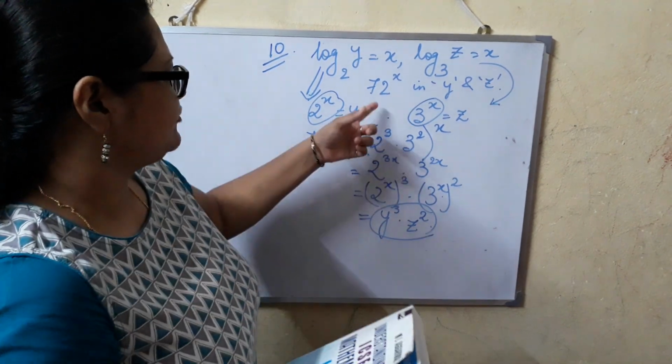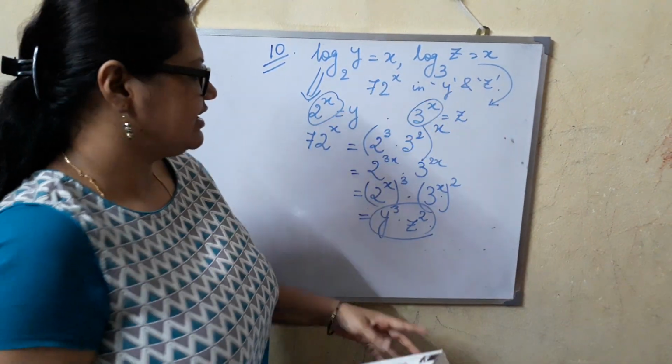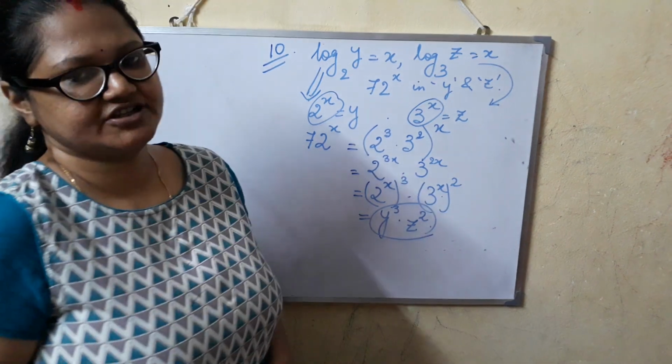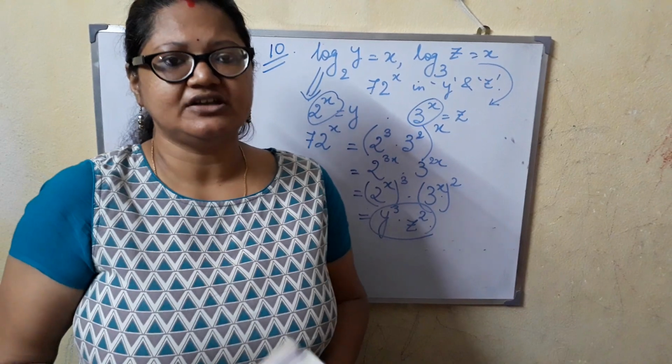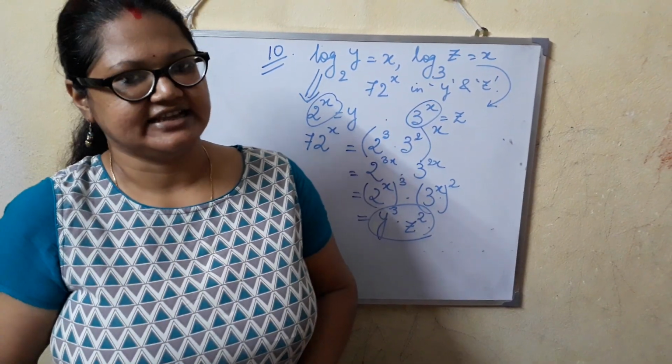So, this is our answer which we require. When we express 72 to the power of x in terms of y and z, we get y cube into z square. Okay. So, children, that's all for today. We are going to continue with the next exercise in the next class. Thank you very much.